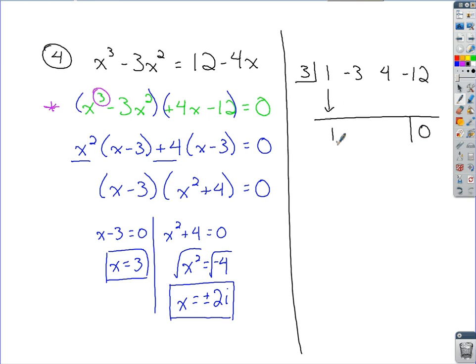So you bring down the 1, multiply back to the box, get 3 there, add through, get 0, multiply back to the box, get 0, add through, get 4, multiply back to the box, get 12, and we get 0 back, right? So we went from something that was a degree 3 in this level to a degree 2 down here, meaning x squared plus 4. If we set that equal to 0 and solve, we get our remaining 2 solutions. We didn't have to do that on this problem because it was factorable, but on other problems where you can't factor, you might want to remember that approach, okay?